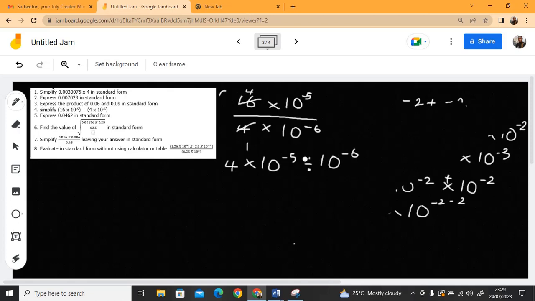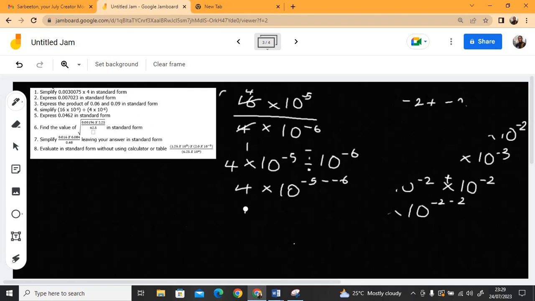So how do you solve this now? If it's division, you pick one of the base. The base is 10, you pick one of the base. Now division is minus, multiplication is plus, so here will be minus at the top. So you have minus 5 minus 6. That's what you have there.